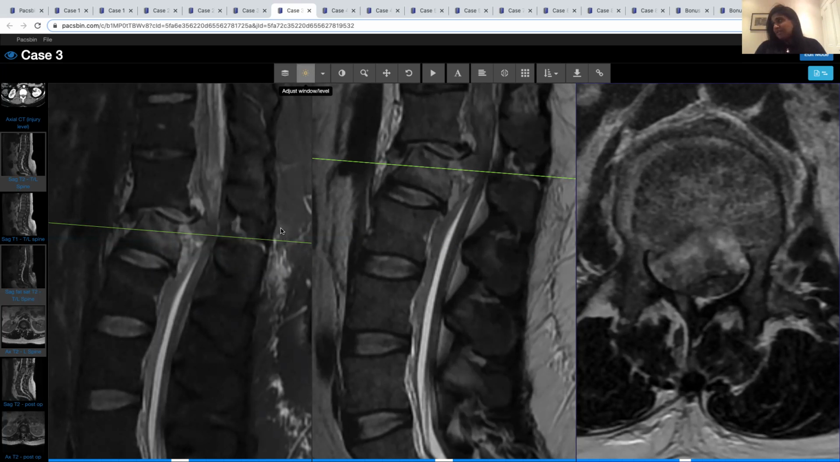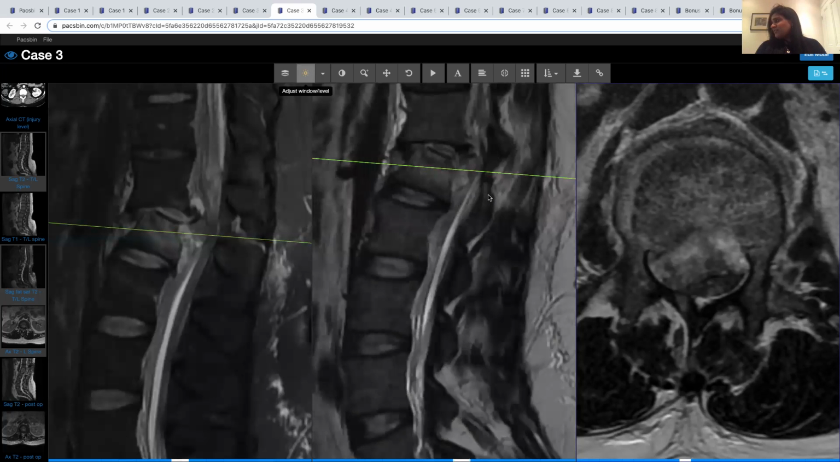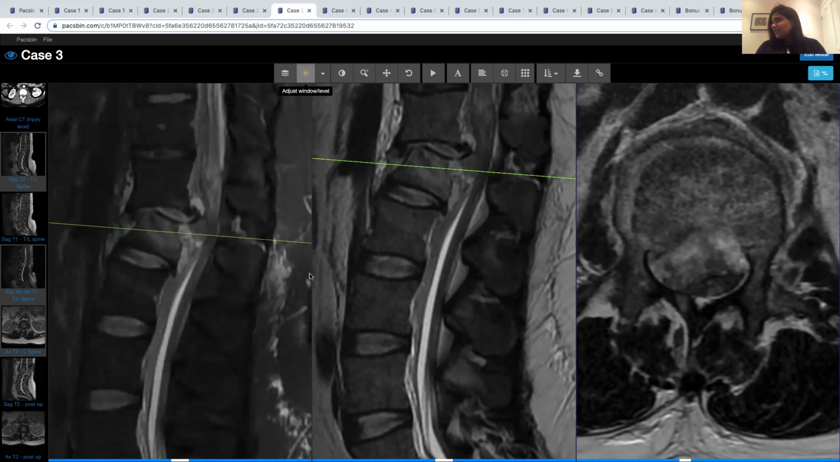The interspinous ligament is gone. The supraspinous ligament, I think it's pretty difficult. There's certainly some edema deep and superficial to that, so potentially it looks a bit thin there. That may be disrupted or at least indeterminate.